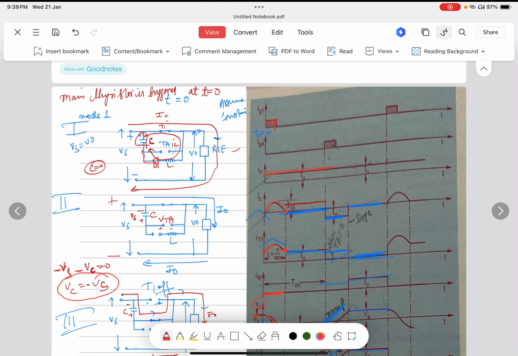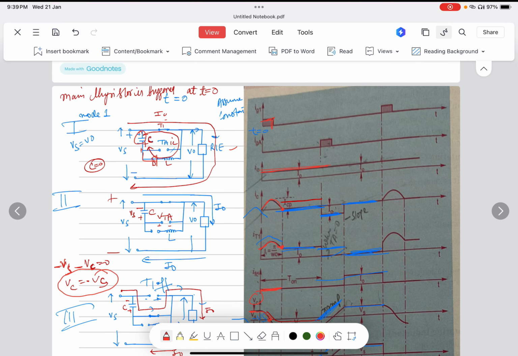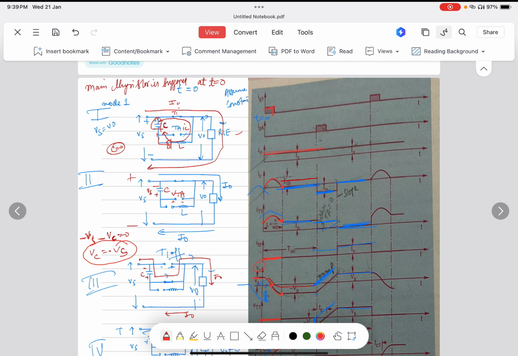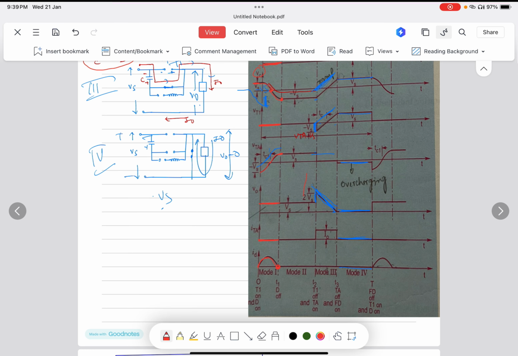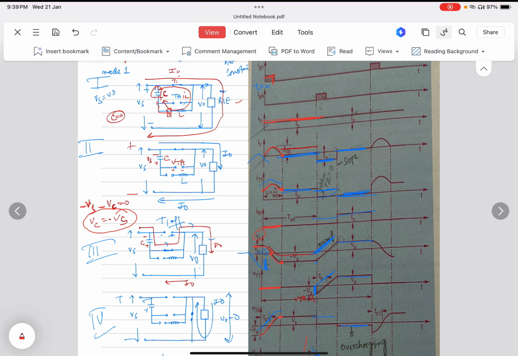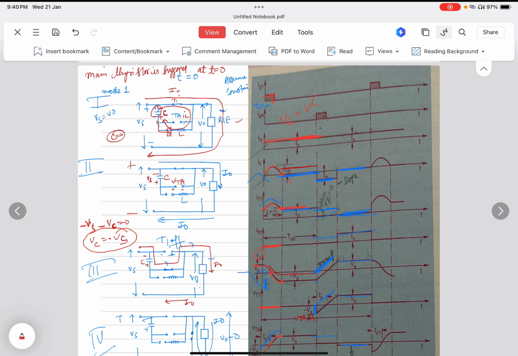The change is that the capacitor changes its polarity and only one path of the load current is available. So you can look at the graph that the load current is again constant in mode 2. You can see here that the load current is constant in mode 2. Also you can see the charging current: because the supply voltage equals the capacitor voltage, you can see that it is 0.